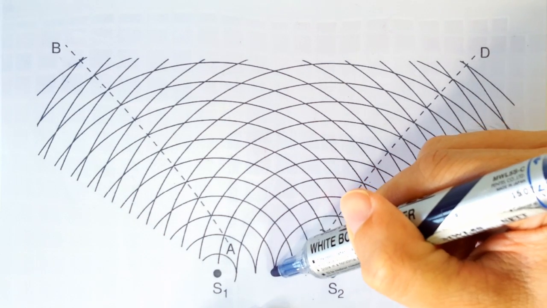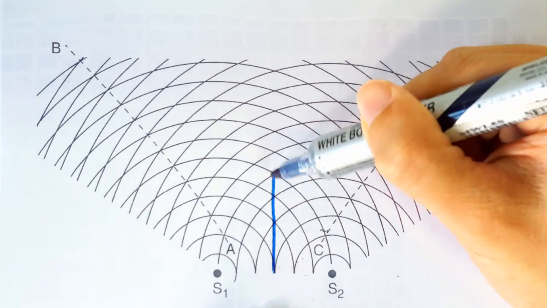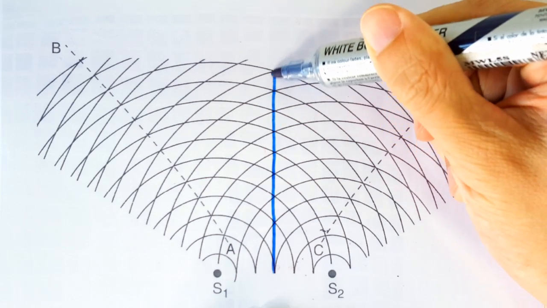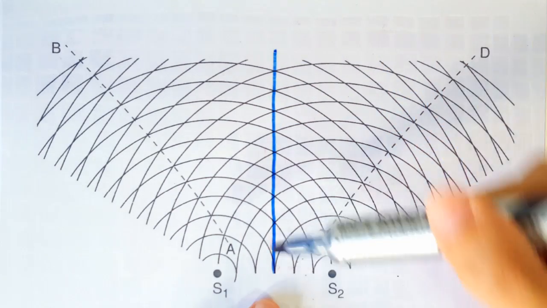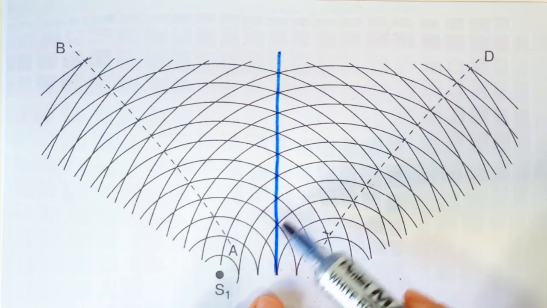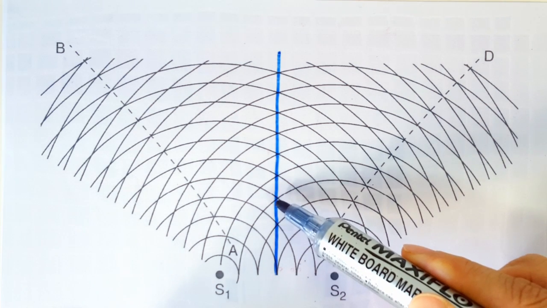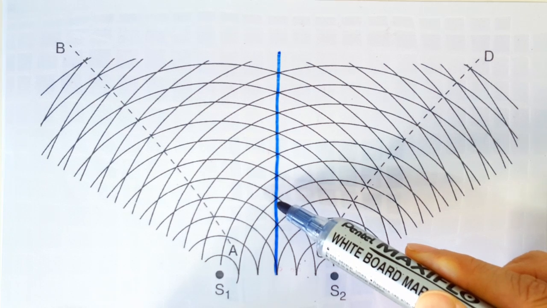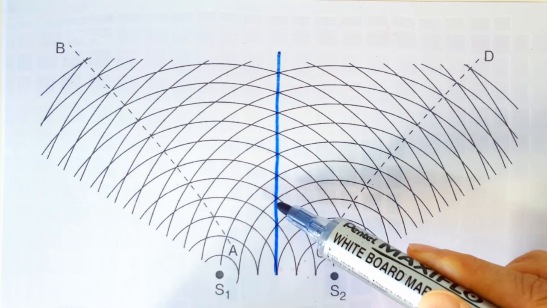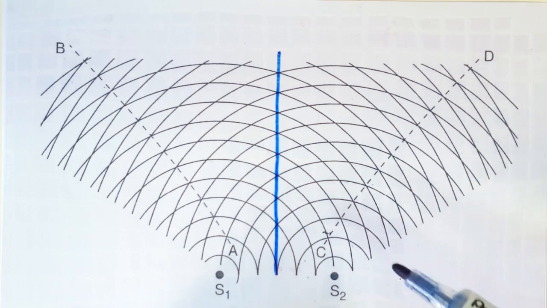So obviously, right at the middle, you get one antinodal line. Every point along this line is equidistant from S1 and S2. So the waves will travel the same distance before they superpose. Therefore, they will superpose in phase, resulting in constructive interference. So this one is quite obvious.